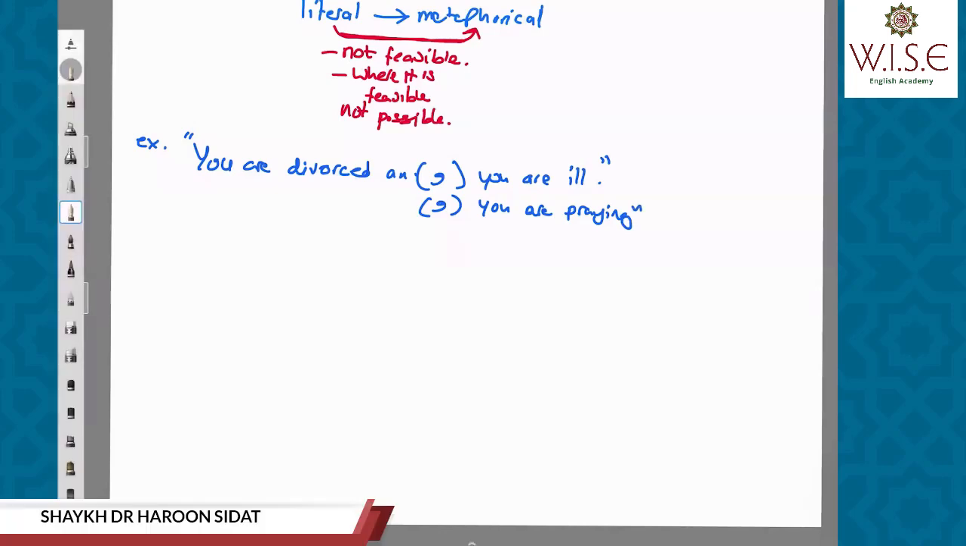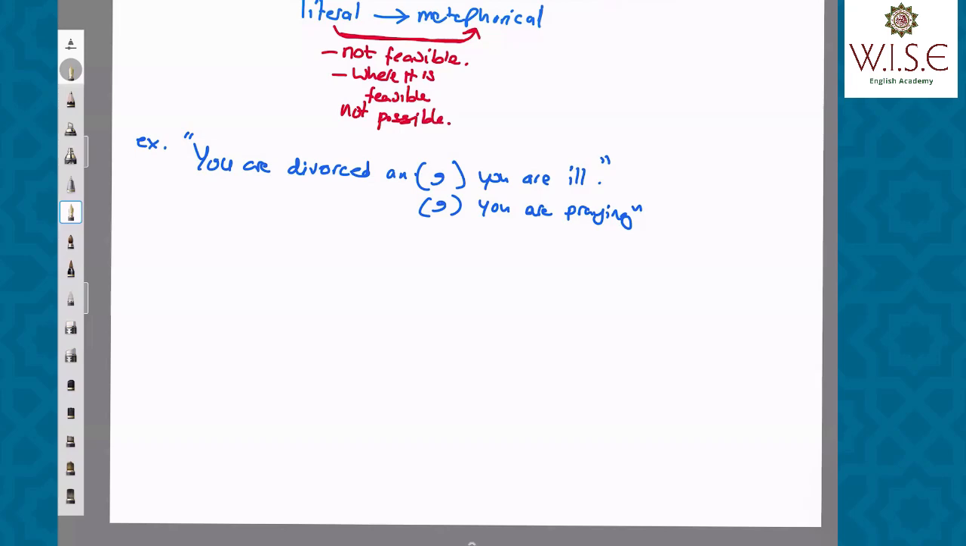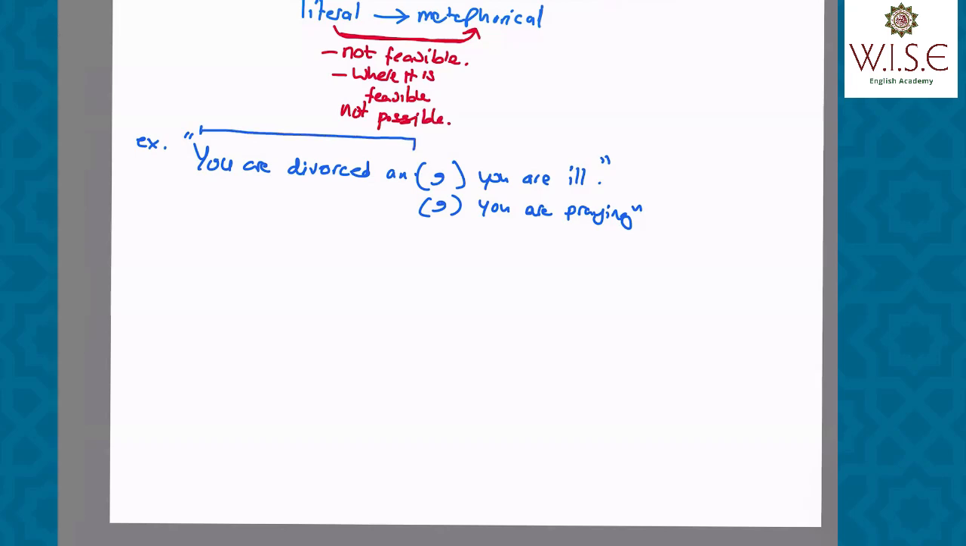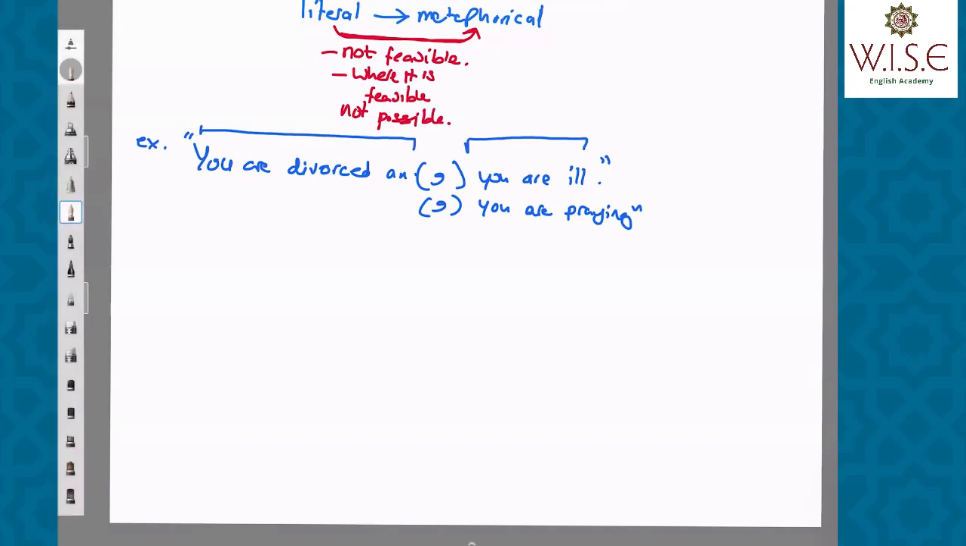Pause the video and ask yourself the question, are they separate? Is what appears before the wow, the and, separate? So is you are divorced, giving her divorce, and him saying you are ill separate, so they're two separate things? Or is he saying you are divorced when you're ill? Or you are divorced when you start praying? Just ask yourself that question.